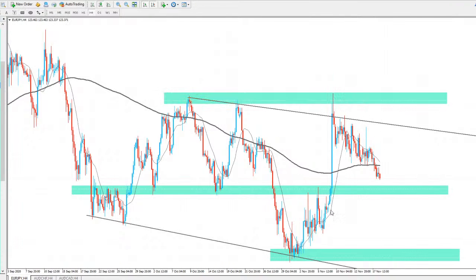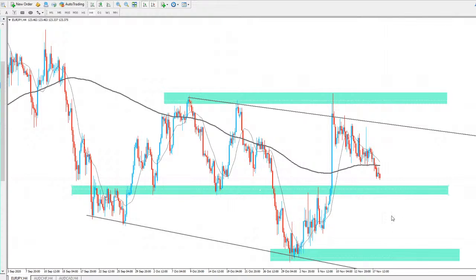As you can see, we did wick into it with that big bullish candle. So again, there is room to the upside for Euro JPY, but we do have some strong support not too far away. So again, that probably plays a key role to whether we're looking to the upside or to the downside for Euro JPY.